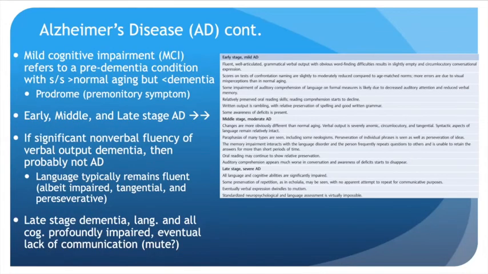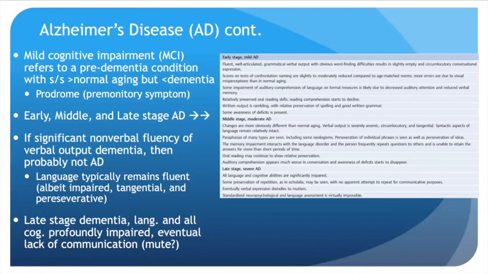Mild cognitive impairment refers to a pre-dementia condition with signs and symptoms that are greater than normal aging, but less than dementia. Aspects of early, middle, and late stage Alzheimer's disease are elucidated in the table here. You can see early stage mild Alzheimer's disease, middle stage moderate AD, and late stage severe AD. You can look over those, but generally speaking, the person with mild AD will be fluent, will articulate, and have grammatical verbal output. Language is not very much affected, but there will be issues with memory that are somewhat mild.